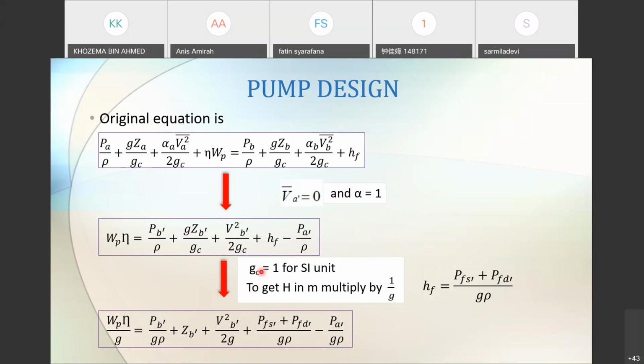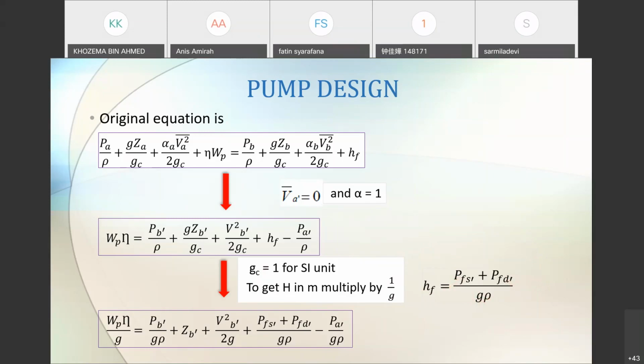Now GC is equal to 1 for SI unit, and then in order for us to get the value of head in meter, we multiply everything by 1 over g. And remember HF, this is the formula of HF. So HF is going to be the friction head on the suction side plus the friction head on the discharge side over g rho.